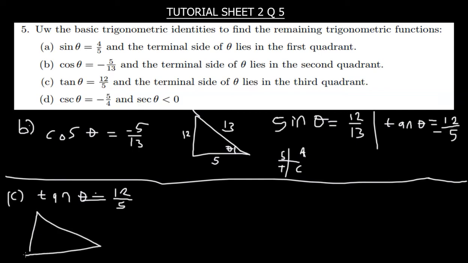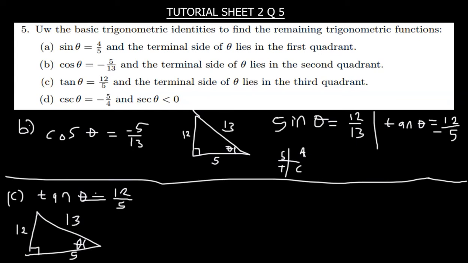Let me just draw the triangle there. There's supposed to be a symbol for 90 degrees there. And then theta, they are saying the terminal side of theta lies in the third quadrant. So for tan, we know it's opposite over adjacent. So our opposite here is 12, and if this is our theta, here we're going to have 5, meaning the hypotenuse there will be 13. Let us now find the remaining trig ratios.